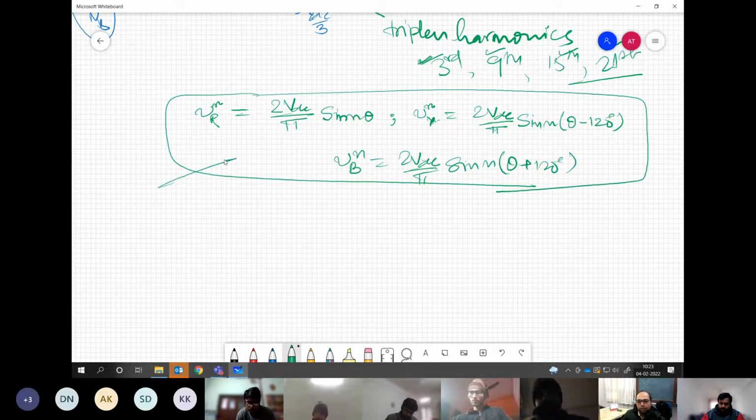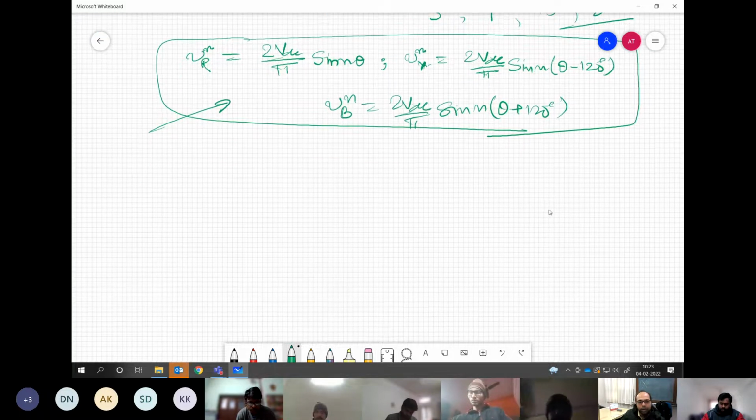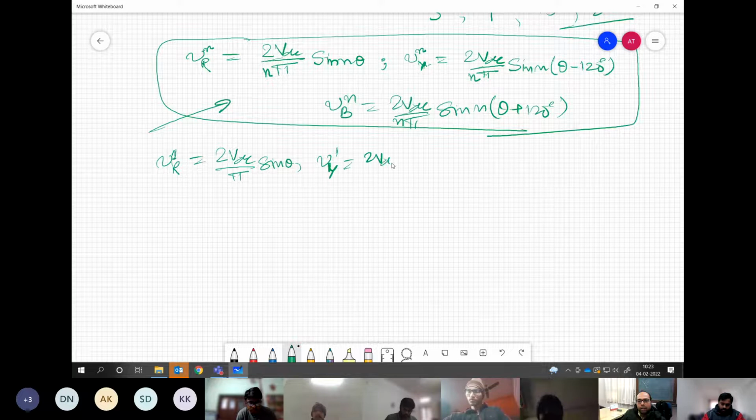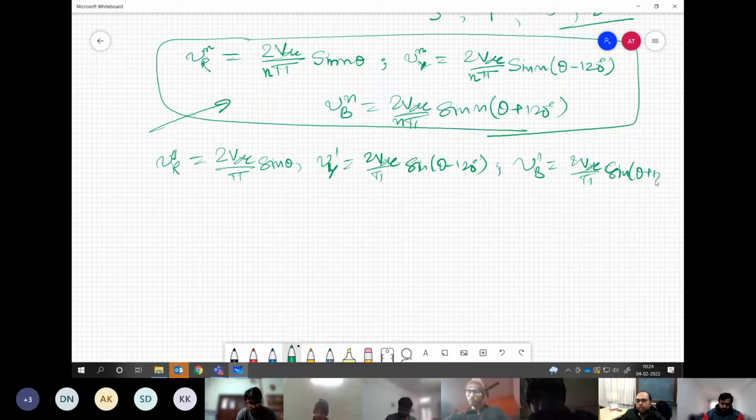Now, if you plug in n equal to 1, you find the balanced three-phase voltage, which means VR1 is basically 2 VDC by pi sine theta. Then Vy1 is basically 2 VDC by pi sine theta minus 120 degrees. And Vb1 is basically 2 VDC by pi sine theta plus 120 degrees. So this is forming a balanced three-phase system.